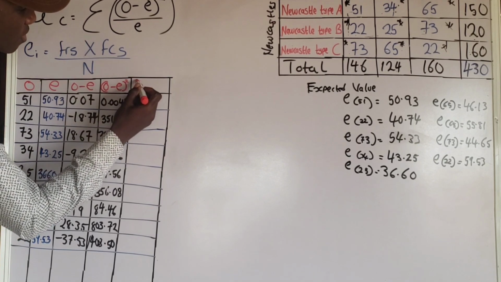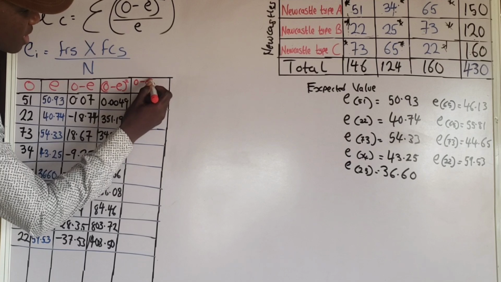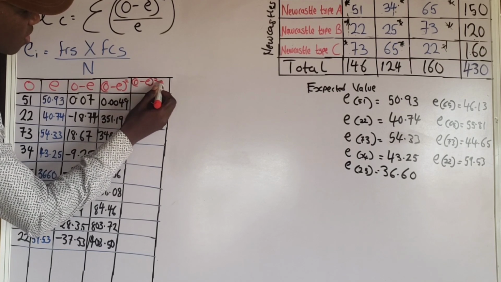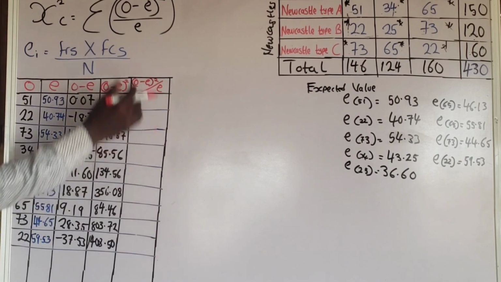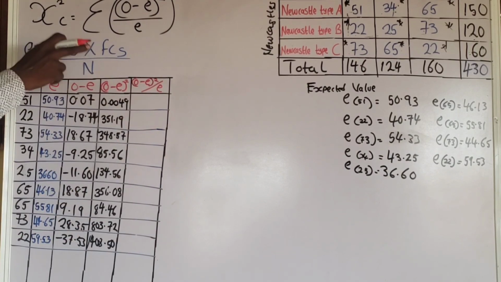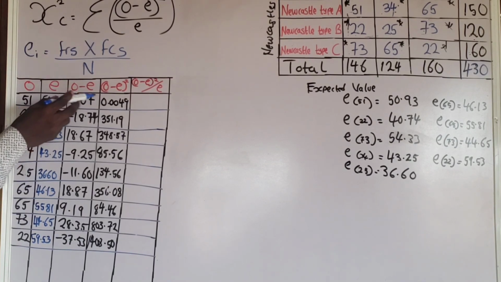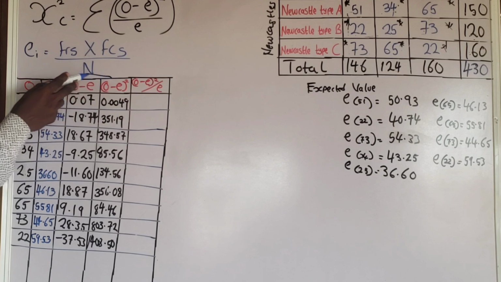So here I'm going to have observed minus expected squared all over the expected. The summation of the values that I got here will be the value for the chi-squared. So that is why I said you are going to take it step by step. Now let's divide the square of the difference between the observed value and the expected value by the expected. That means we're going to be dividing this row by this row.